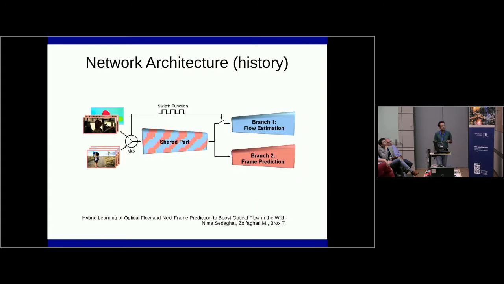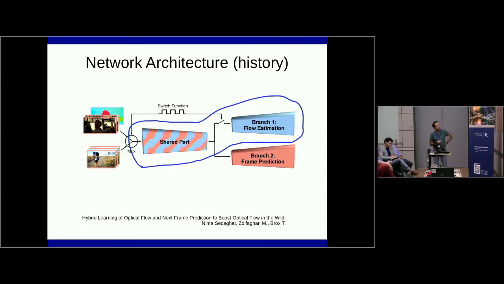A quick history of where the architecture comes from. This is my relatively recent work on domain adaptation using multitask learning, and I borrowed the architecture from this part of the work. So basically an encoder and a decoder, that's it. Here's a detailed representation of it.